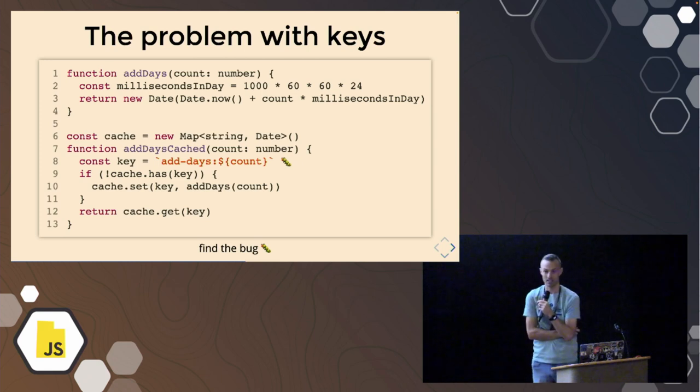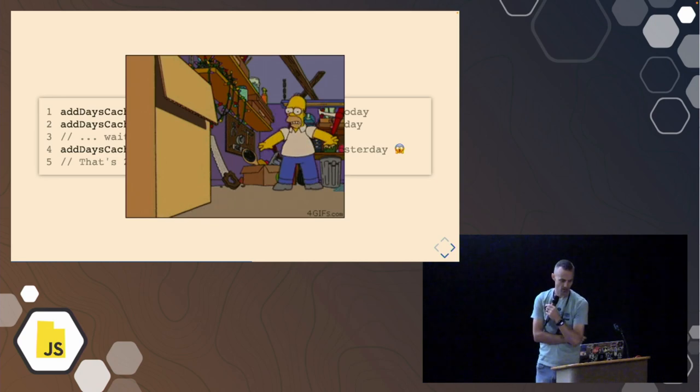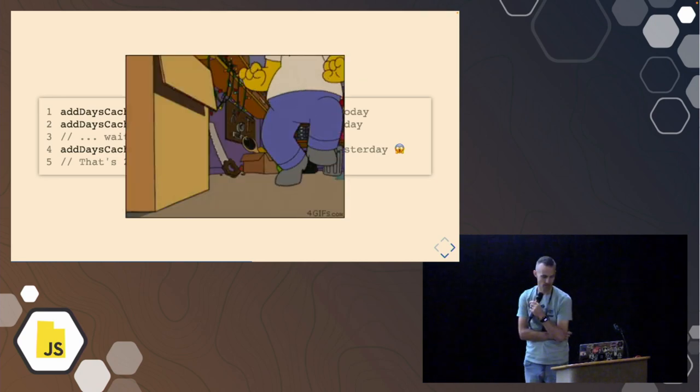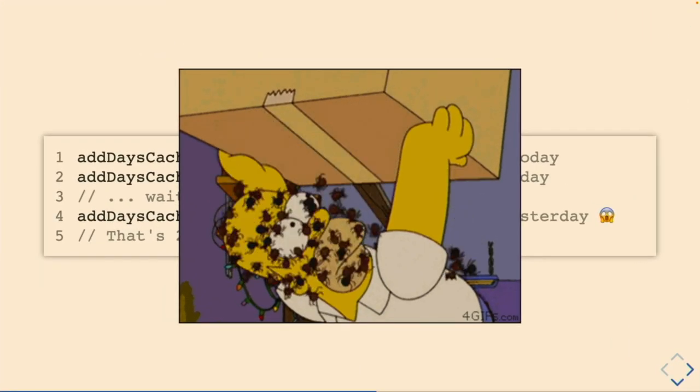We need to represent that in the cache key somehow, but that wouldn't make any sense because then you wouldn't ever get a cache hit because your Date.now is always going to be different. So there you go. Sorry, Homer, but we've got to do this. The bug that you thought was just a small bug was many small bugs.